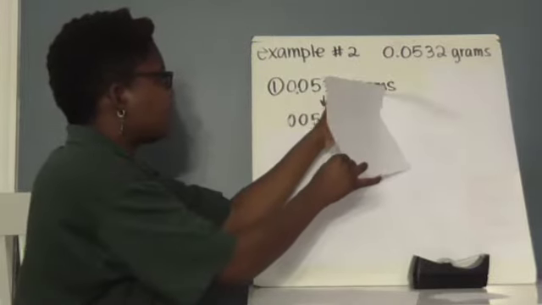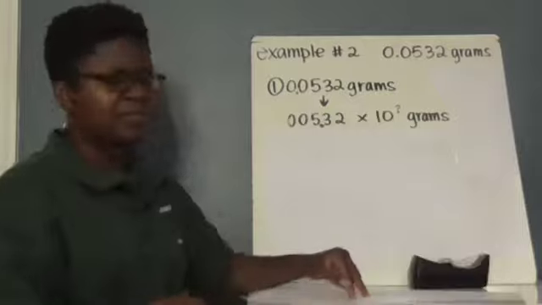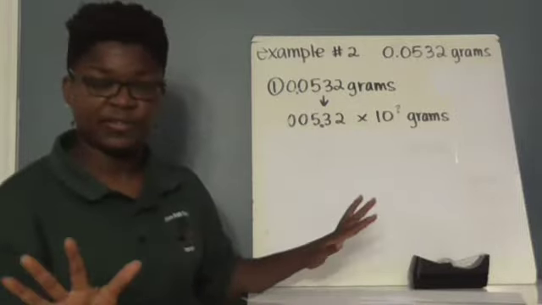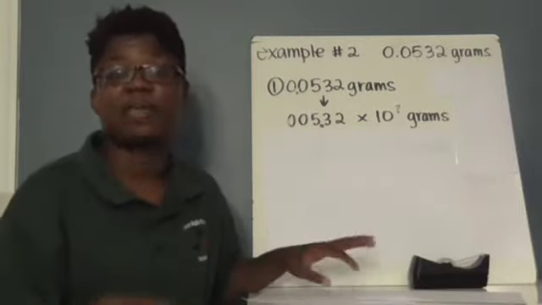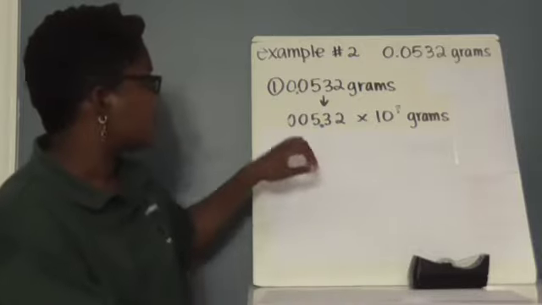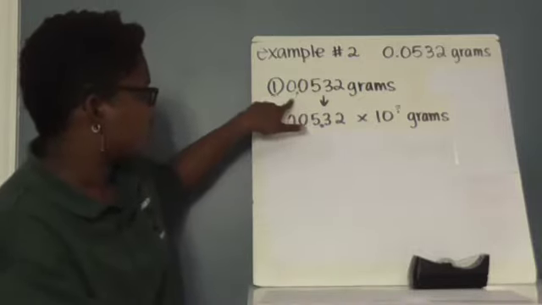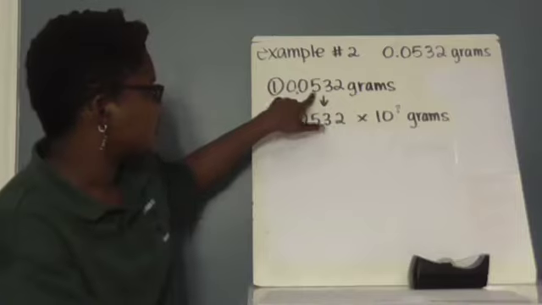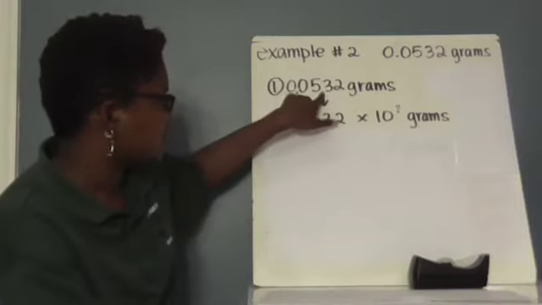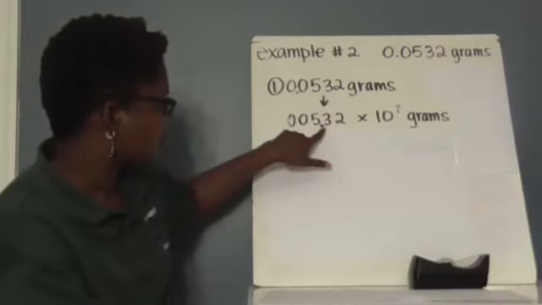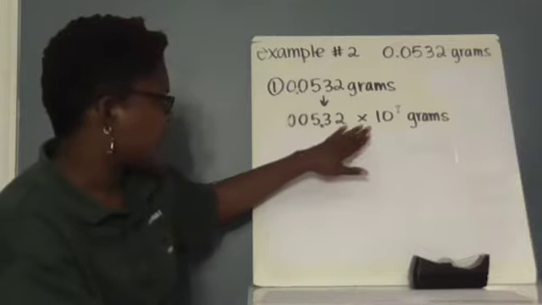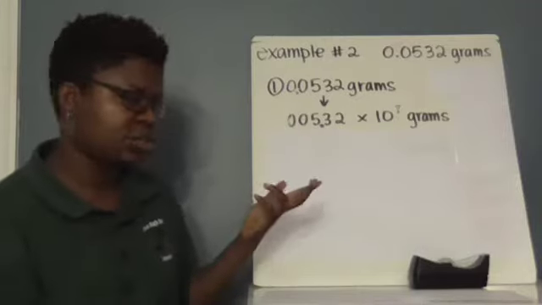Now, I acknowledge that my paper's not coming off very smoothly today, but that's okay, because we're not going for perfect. We want to be accurate. Also, I want you to see that I literally moved my decimal after the first non-zero digit. So my decimal went right there, okay? And then I have times 10 to the question mark grams.